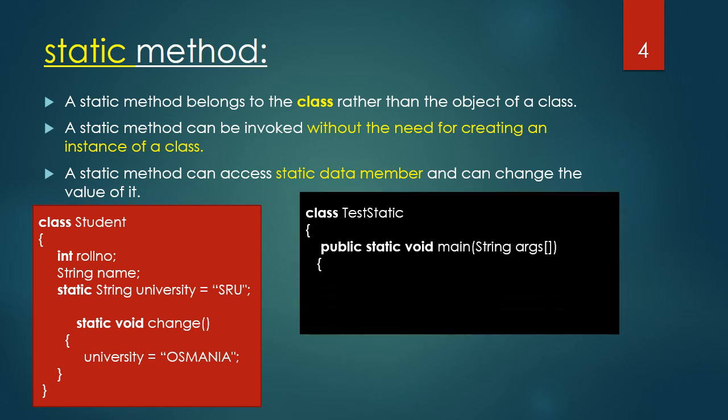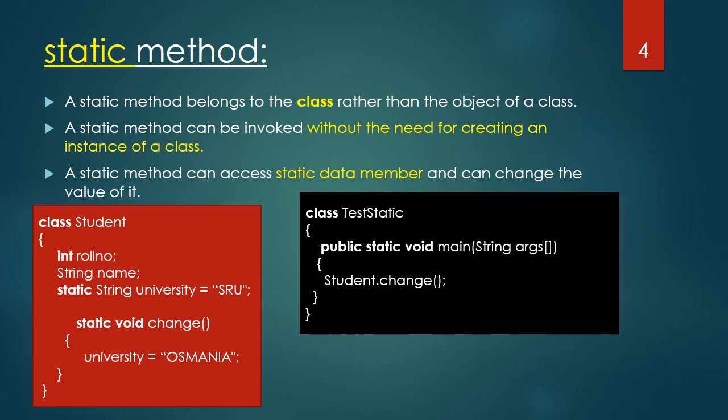And this is the class which contains the main method. From this main method we call the change method. Since the change method is static, it can be called by using its class name. The class name is Student, so the method can be called like this: Student.change. In this change method, if we want to access the instance variables, then we have to create an object of that class, and using the object we can access the instance variables. So in this example, Student is a class.